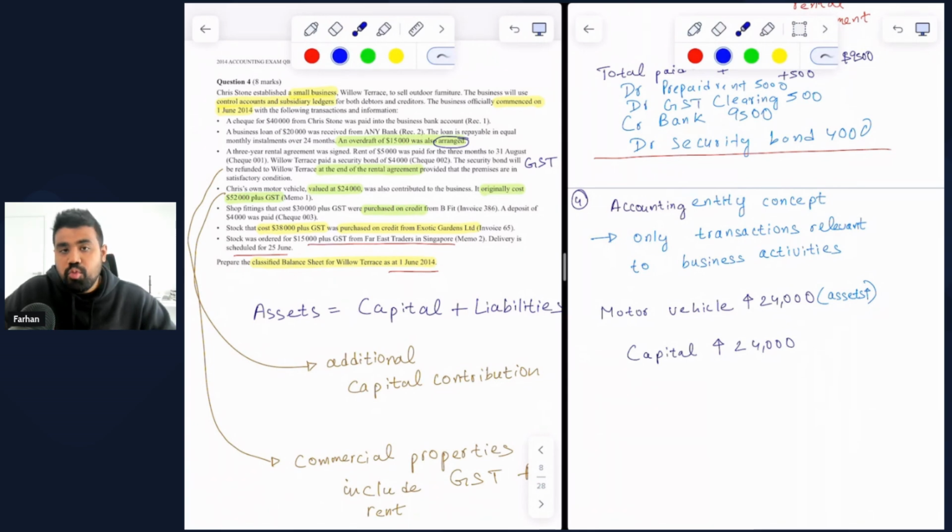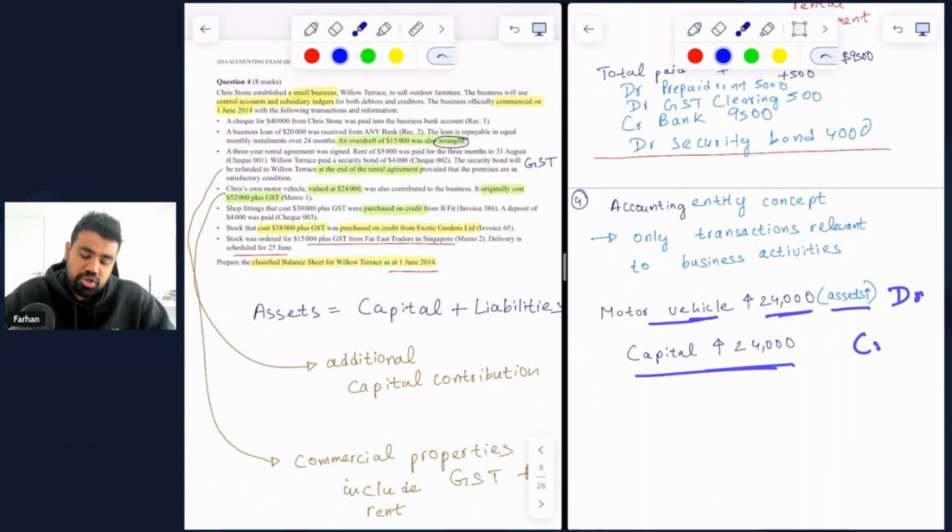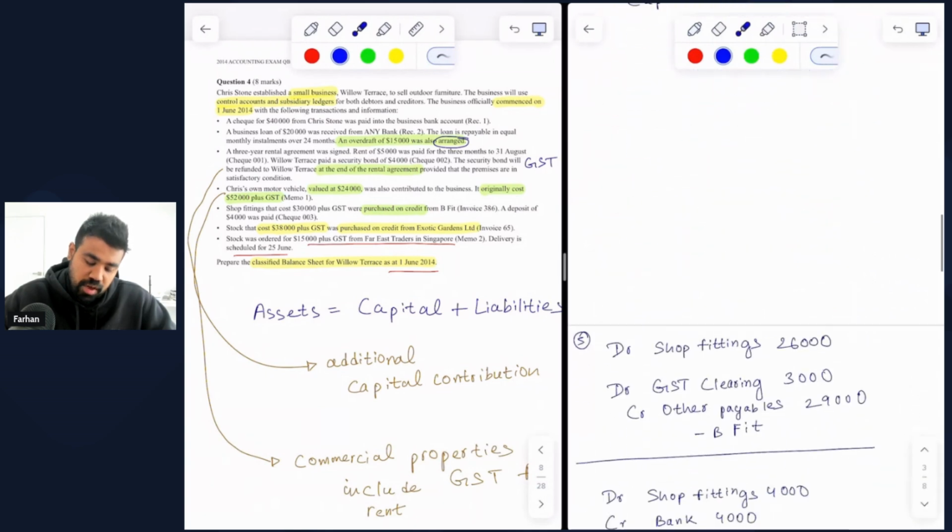All right. So that is why in the books of the business, we are going to be including this motor vehicle at $24,000. Right? So motor vehicle goes up by $24,000 in the books of the business, which reflects an increase in assets. And you would be debiting it to reflect that increase. And capital is also increasing by $24,000, which reflects the additional capital contribution in the form of motor vehicle. And if you were to journalize this, you would be crediting it. Okay? So let's move on to transaction number 5.